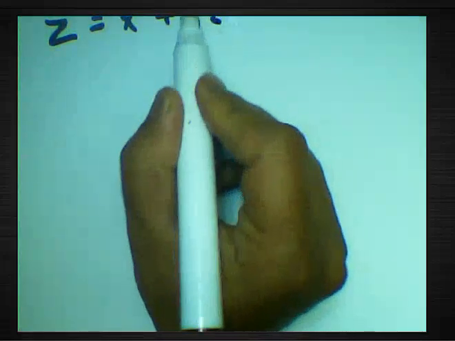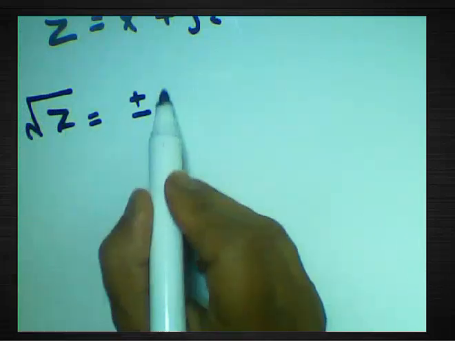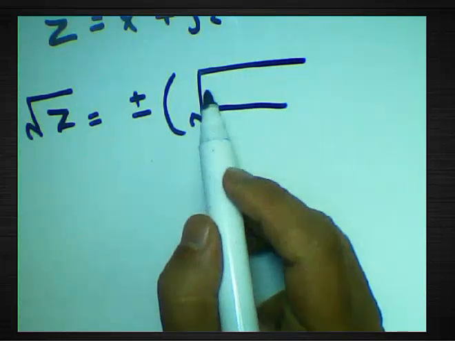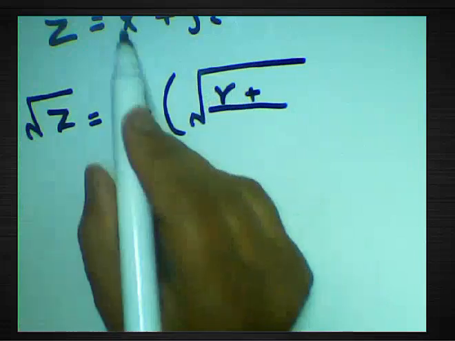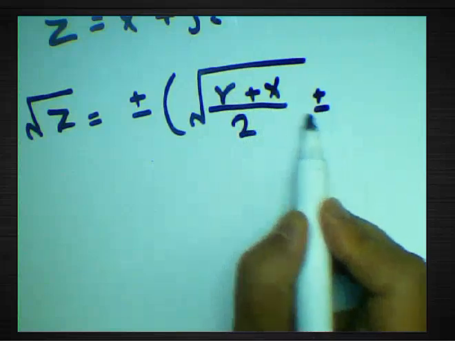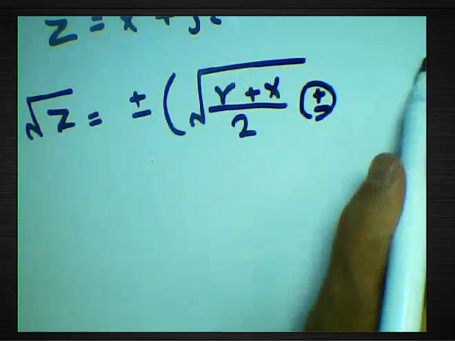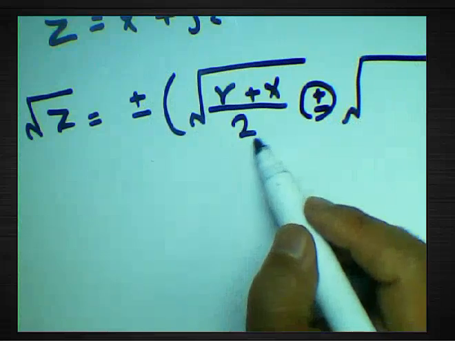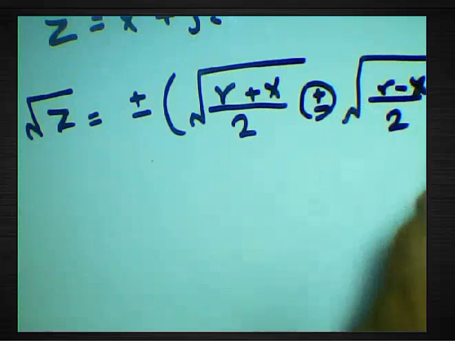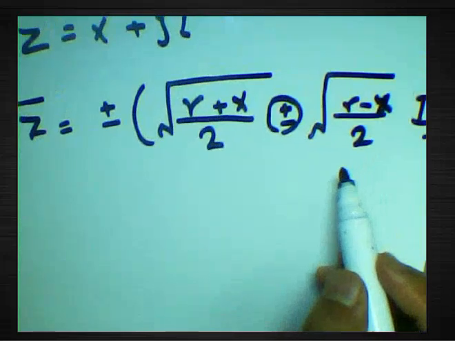Look at this rule. If z equal x plus y multiplied by i, and you want to find the square root of z, we must write positive or negative, square root of (r plus x) over 2, positive or negative, square root of (r minus x) over 2, all multiplied by i. Okay.